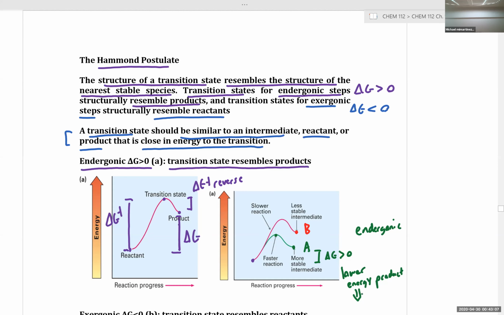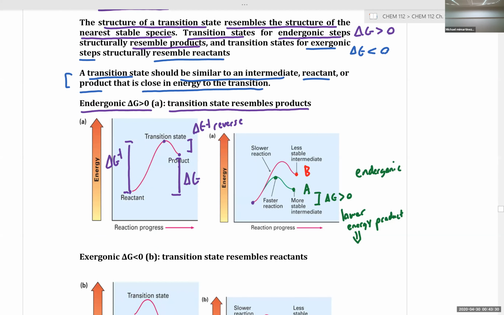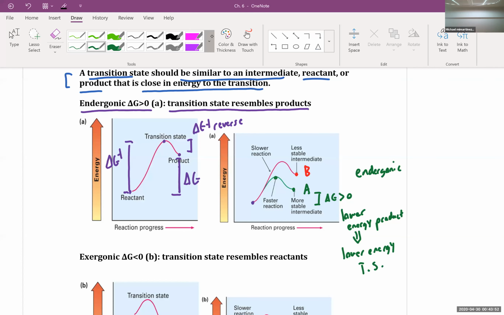What does that tell us a little bit about the transition state? If the transition state resembles our product, will the transition state for A be lower or higher in energy? Would we expect this transition state here to be lower or higher in energy? Lower, yes. They resemble in energy, stability, and structure the closest energy species. So our lower energy product, we would expect to see a lower energy transition state. So we can use the relative energy and relative stability rules for our intermediates to postulate and propose the relative energy of our transition states.